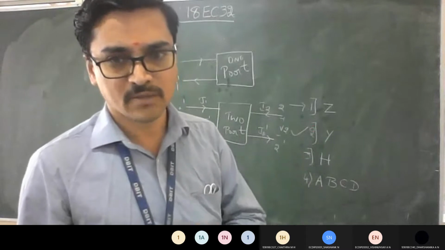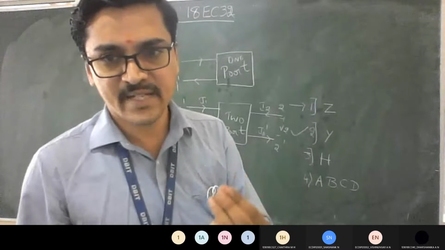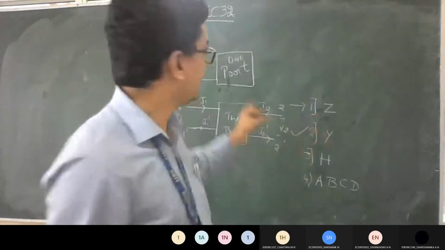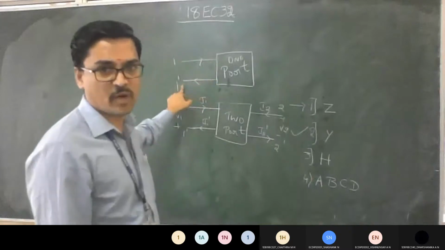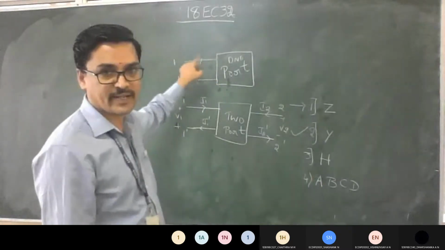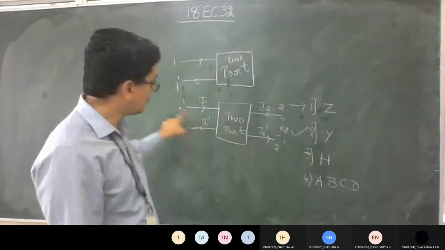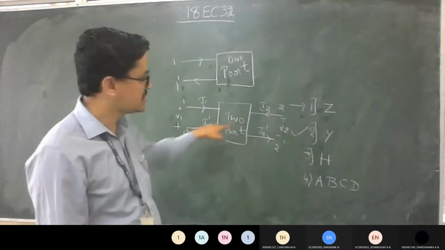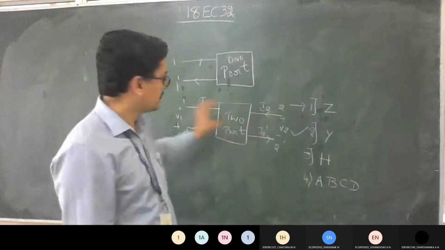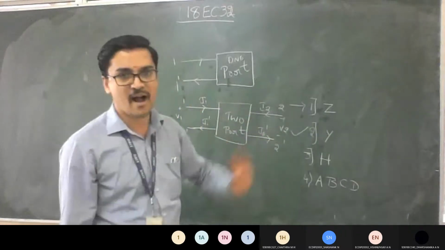What is the meaning of port? A port is a pair of terminals which has a signal, either in terms of voltage or current, with entry in one way and exit in one way. An example of a one port network is this: you have only one entry and exit. The syllabus says 2 port network, so you can find here 1, 1 dash, 2, 2 dash. The voltages are V1, V2, the corresponding currents I1, I2, and the output currents are I1 dash, I2 dash.